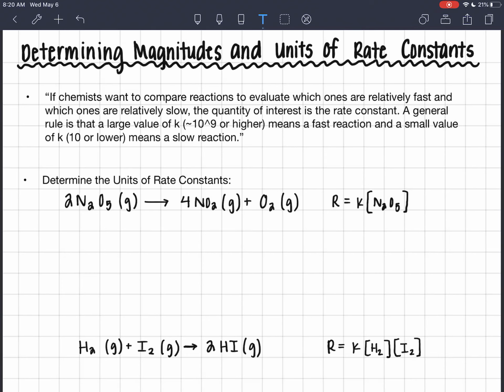Well, many times in chemistry, we probably wonder, why are we learning this? Or how is this applicable? Or where will I use this? Today's lesson, we're going to be determining magnitudes and units of rate constants.